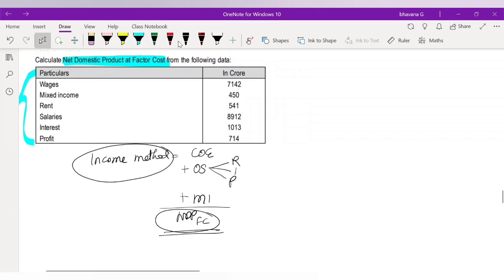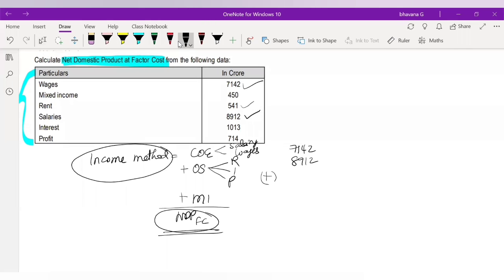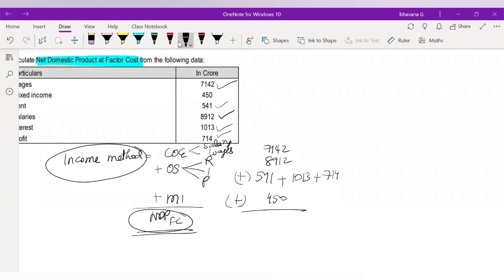Okay, so what is the compensation of employees? In compensation of employees also you have 2 things. You have salary and also you have wages. So now first we'll start with compensation of employees. So what is the wage? 7142. Okay, they also have salary. Salary is 8912. This is compensation of employees. Plus you have to find operating surplus. Operating surplus is first rent 541, plus interest 1013, plus you have to take your profit 740, plus you have to take your mixed income. Mixed income is 450.